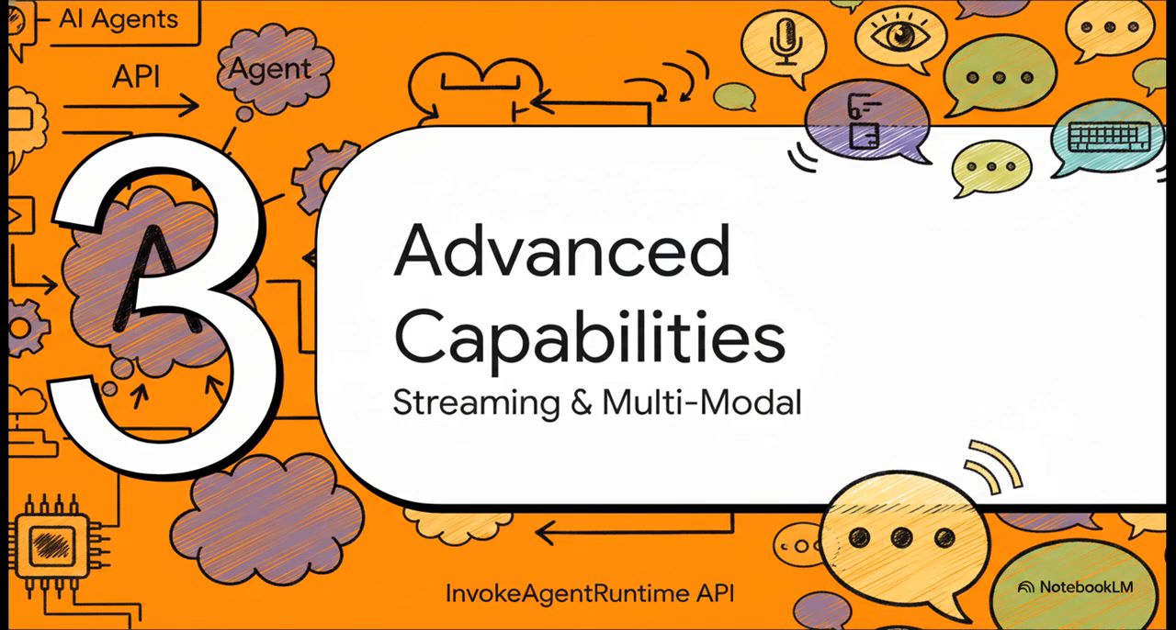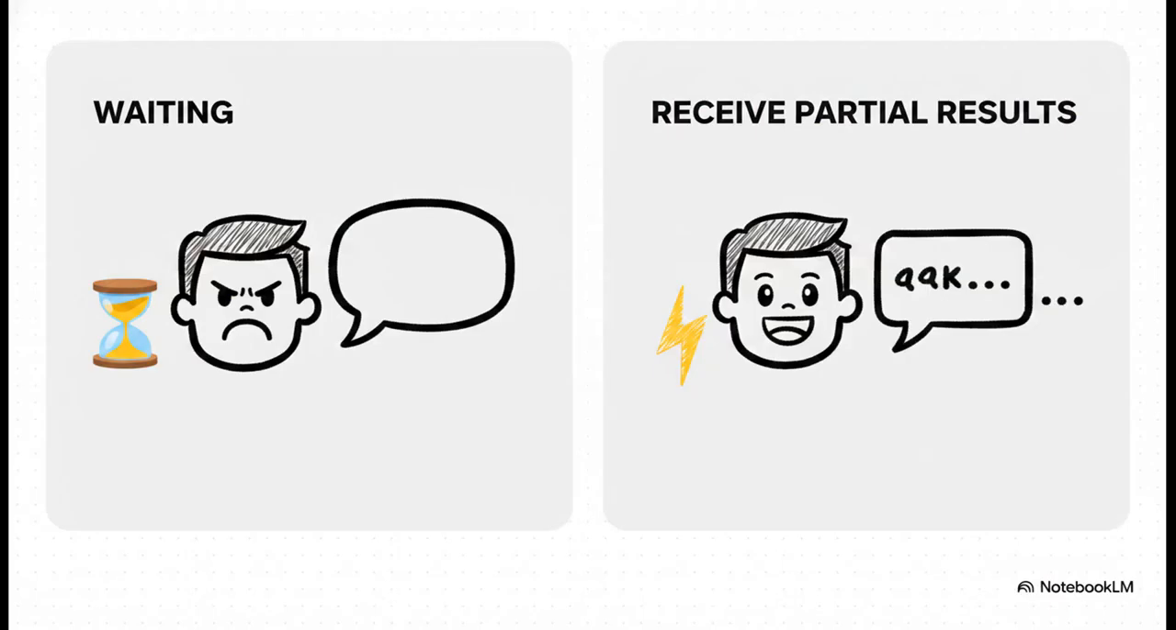Okay, so we've got the basics down. Now for the really fun part in Section 3, Advanced Capabilities. This API is way more than just a simple text-in, text-out machine. It has some powerful features that are perfect for modern interactive apps. Let's talk about user experience.